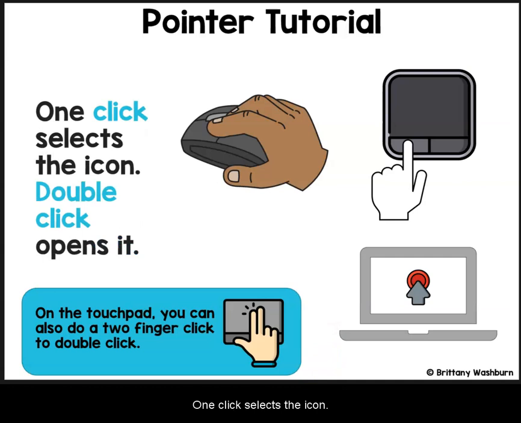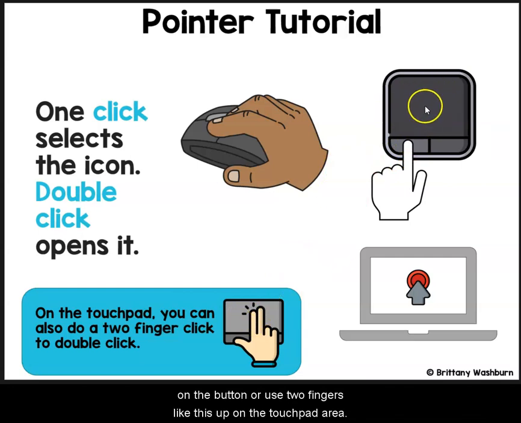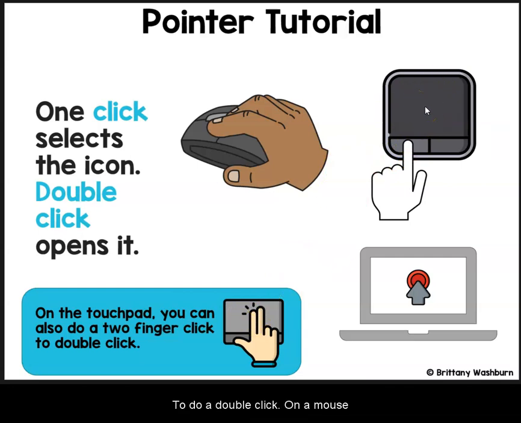One click selects the icon, double click opens it. So clicking twice is a double click. On the touchpad, you can also do a two-finger click to double click. So you can either click twice on the button or use two fingers like this up on the touchpad area to do a double click. On a mouse, you click the left button twice for a double click.